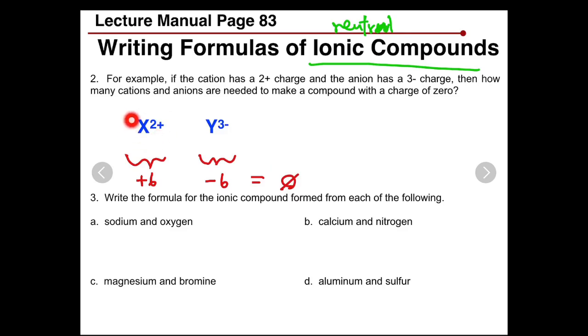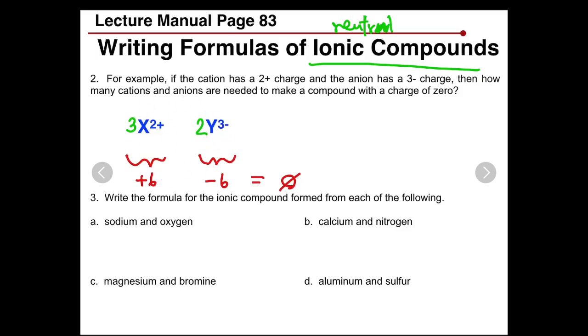So how can we make X 2 plus to have 6 plus? Same thing for Y 3 minus, to make it 6 minus. Sorry, I did that incorrectly here, so let me rewrite this again. To make X 2 plus into 6 plus, you need 3 of them, right? 3 times 2 equals 6. And for Y, you will need 2 of them, 2 times -3 equals -6. So this is the general idea of how many of each you need.